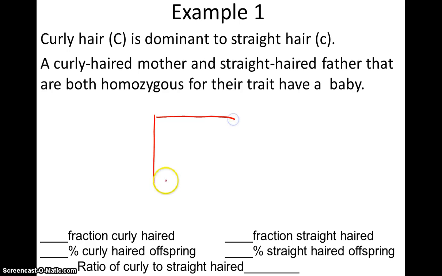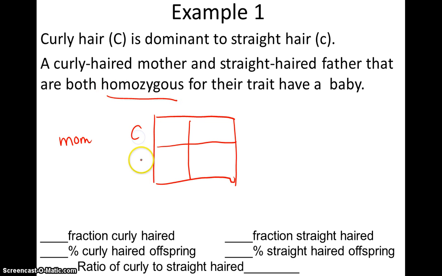And this is just for one trait. So I'm going to make a box, although it's not the best box, but it's okay. Okay, so if we do straight hair father, we can put mom over here. It doesn't really matter who we put where, but we know mom is curly haired, and it says she's homozygous, so that means she'll be capital C, capital C. All right, and then if we put dad up here, he has straight hair, so he's little c, little c, because he's homozygous. Okay, so straight hair is going to be recessive here.